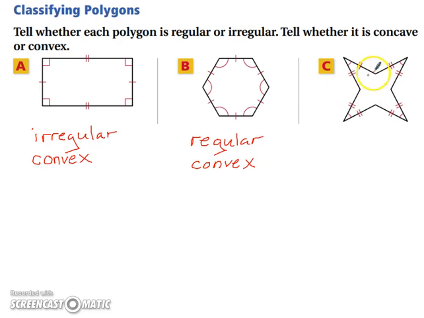Looking over at C, notice how all the sides are the same length. However, there are more than just the 4 angles on the tips of the star. You also have these larger angles on the inside. These 2 angles are not the same, which makes this figure an irregular figure. Notice how you can also draw a diagonal on the exterior of the figure. This makes it concave.